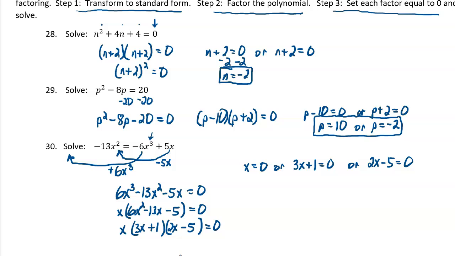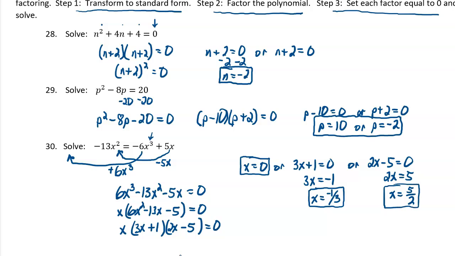And solve all three equations. The first equation's already done. There's nothing to do. It already just says x equals 0. The next equation is 3x equals -1, so x is equal to -1/3. And the third equation is 2x equals 5, so x is equal to 5/2. This concludes the answers for the study guide.